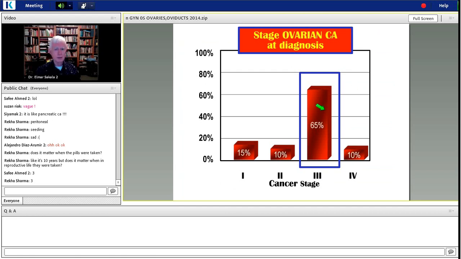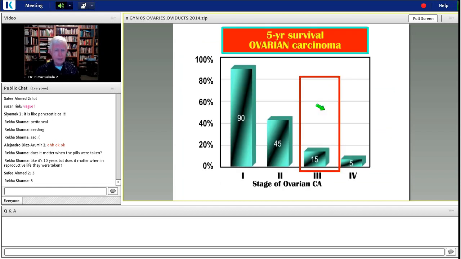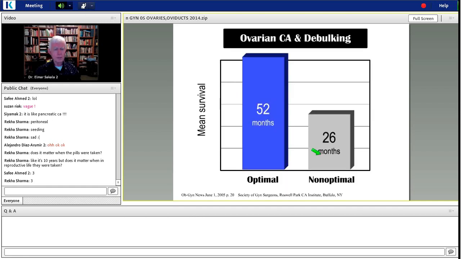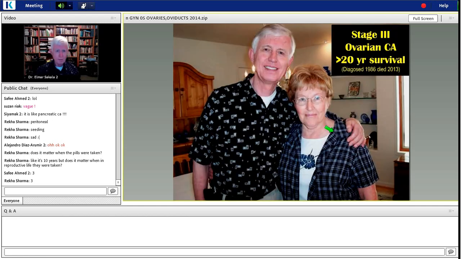65% is diagnosed in stage 3. That's not good. The average 5-year survival is only 15% with stage 3. So we're going to be very aggressive in our management. This is looking at optimal debulking, taking out the tumor masses, survival 52 months. Non-optimal debulking, it's only half of that.